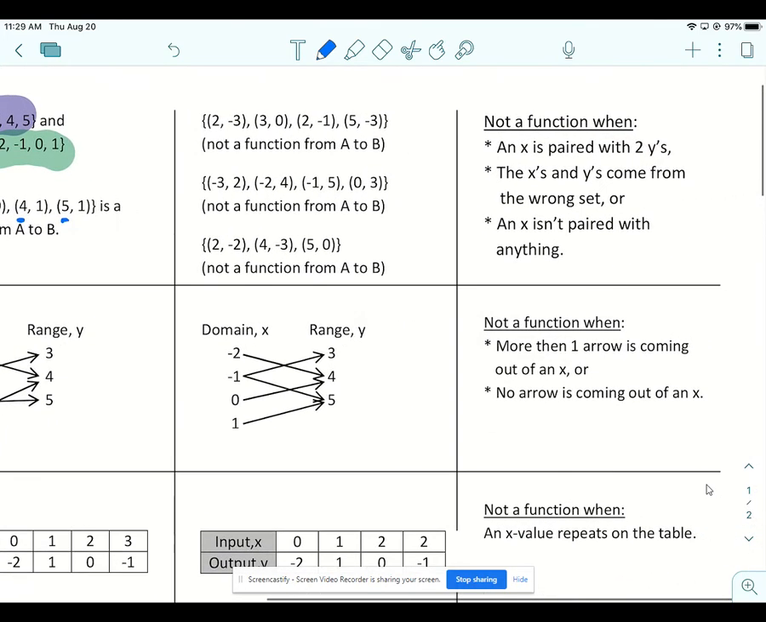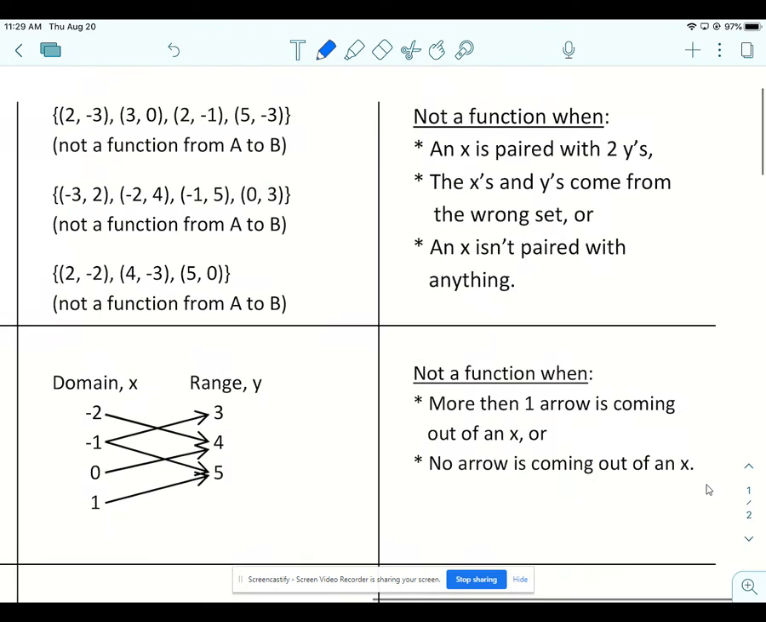Okay, so over here to the right are some examples where you have these sets and they're not functions. So it's not a function when an x is paired with two y's. That's what happens in this example. So 2 is paired with -3, and then 2 is paired with -1. That won't happen with a function. Each x is paired with exactly one y.